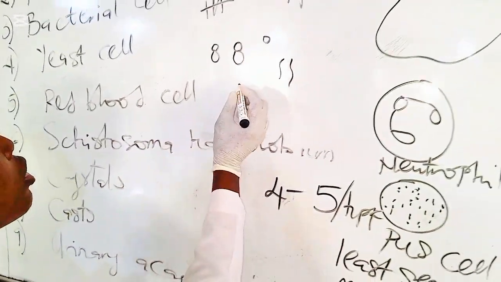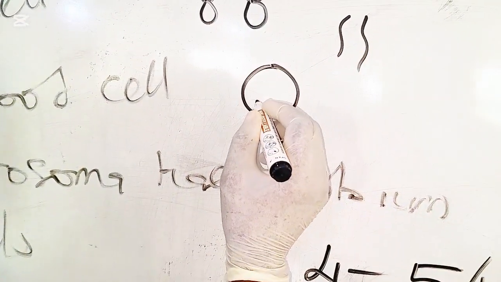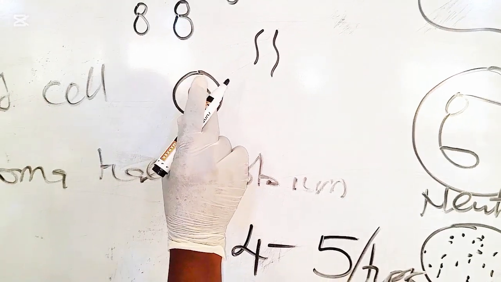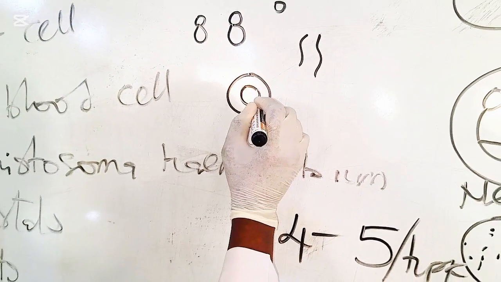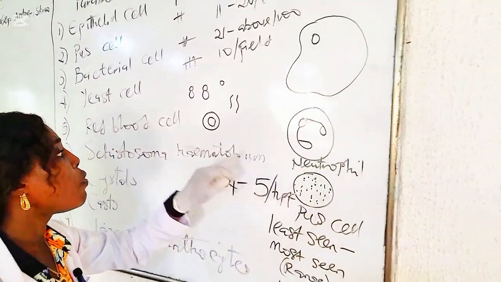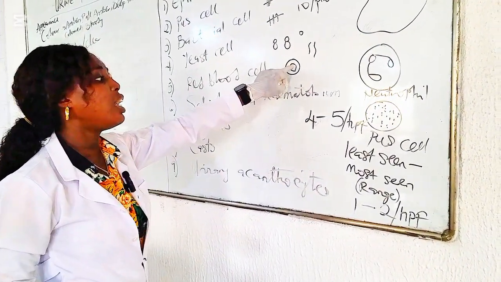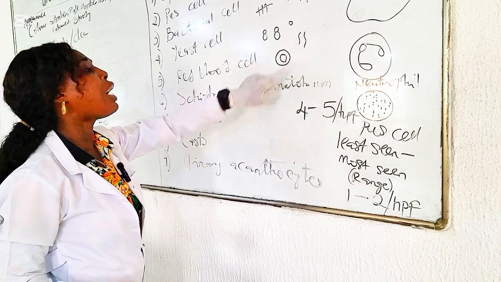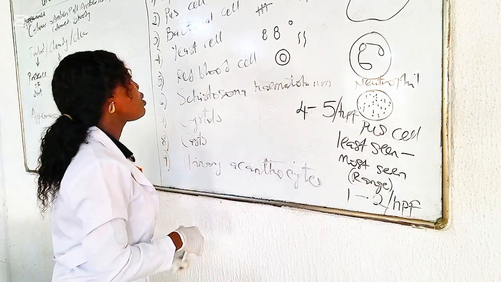Your red blood cell looks like this under the microscope. It usually is oval with a central pallor. If you don't see the central pallor, you know that it is not a red blood cell. Some people mistake pus cells for red blood cells. The difference is the presence of central pallor, and a red blood cell does not have granules inside. So you must see a central pallor and that glows. The red blood cell glows under the microscope.